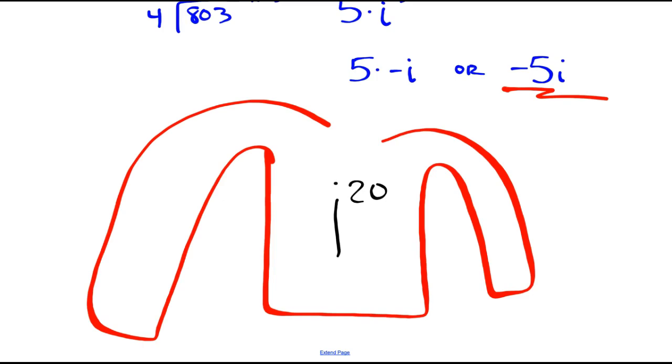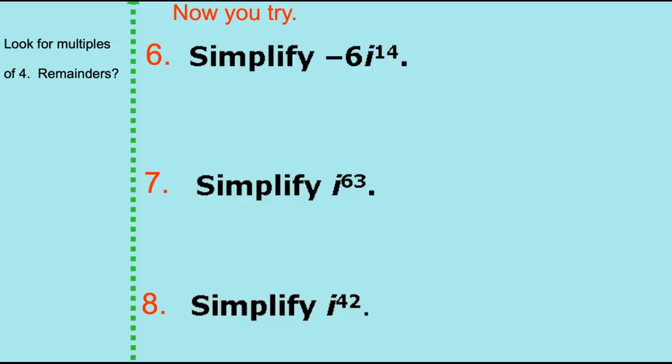All right, let's wrap this up. Here's another one you could try on your own. We just did 4 of them. Do you want to do another one? All right, we'll just do number 6. I like number 6. It has a number in front.